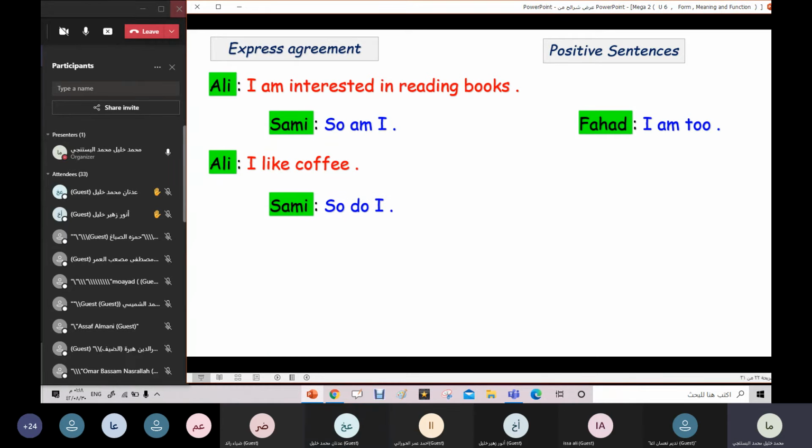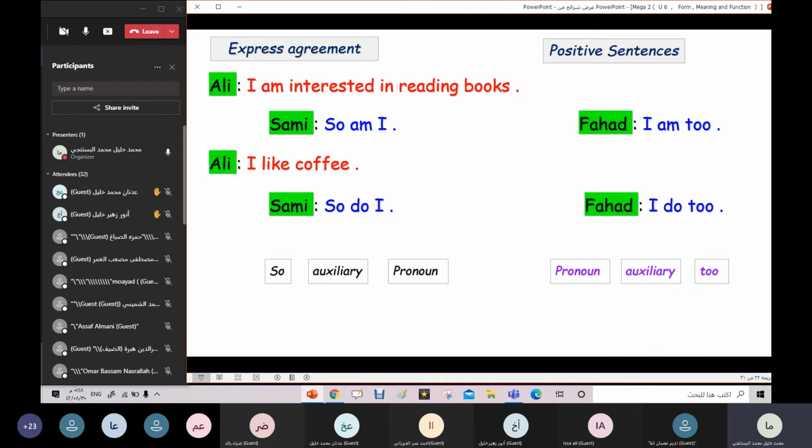Good. So do I. We use do because like doesn't have S or the past form. Like is directly verb 1, so we use do. We have another way to show agreement. We can say, I do too. Look here: so plus the auxiliary plus the pronoun. The second part is the pronoun, the auxiliary, and too. Too is used with positive sentences, positive agreement.